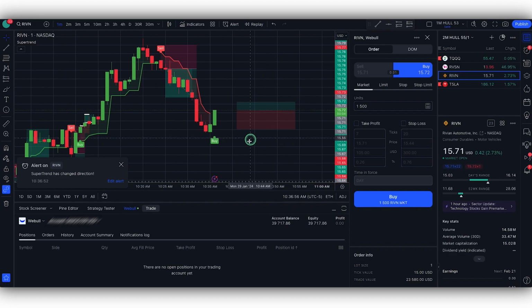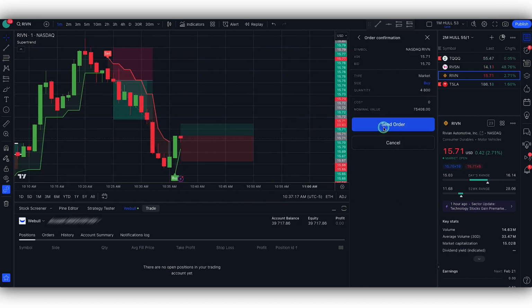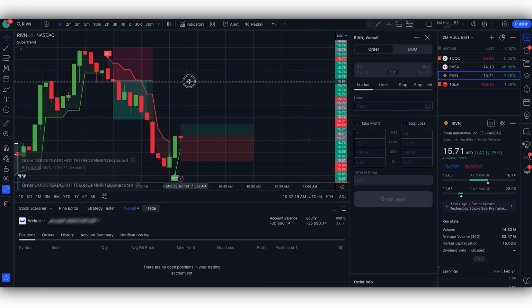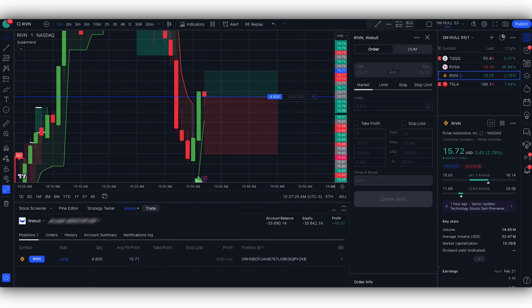Okay, we got the signal there. Let's wait for this candle to close. Be going in with my full position size here. Okay, just bought right there. Okay, so we are 4,800 units.